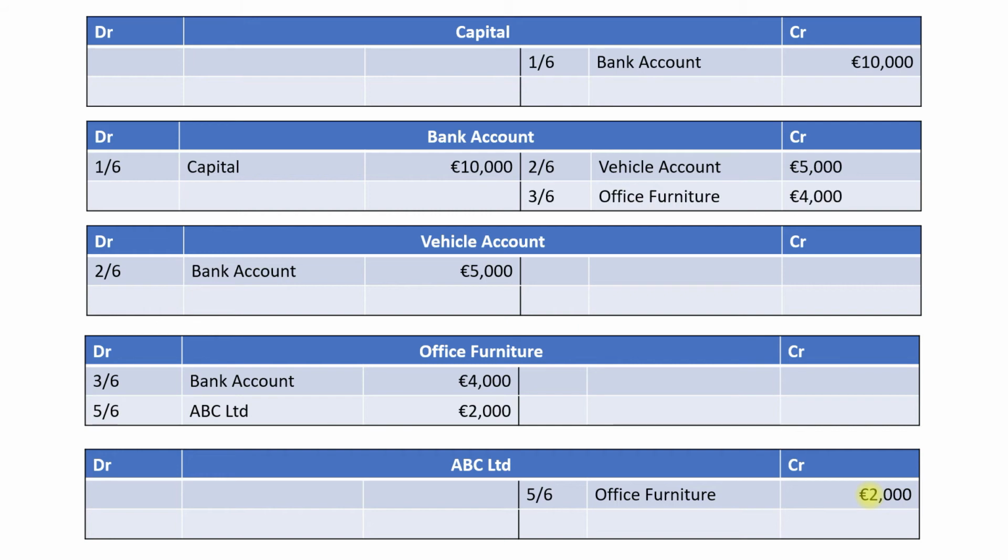Each account was created as we needed it. When we bought a car, we created the vehicle account. When we bought furniture, we created the office furniture account, and so on.